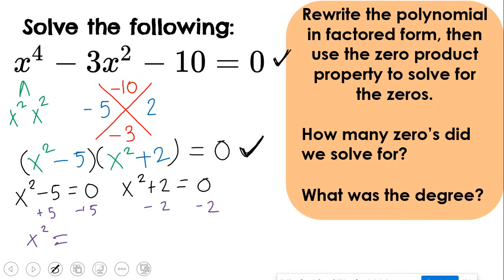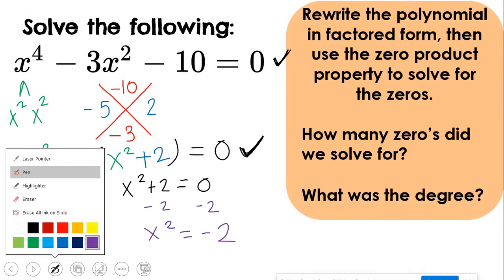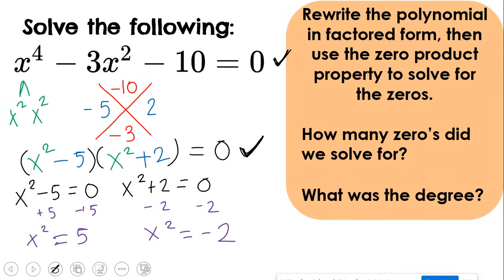However, when you have a degree 4, you end up in a slightly different place than we were last time. So when I set each factor equal to 0, I end up with x squared equals 5 and x squared equals -2. If I want to get x alone for the x-intercepts, I need to take the square root of both sides. So my first x-intercept is going to be at plus square root 5, but also minus square root 5. Whenever I have a square root, I could have the positive and the negative side.